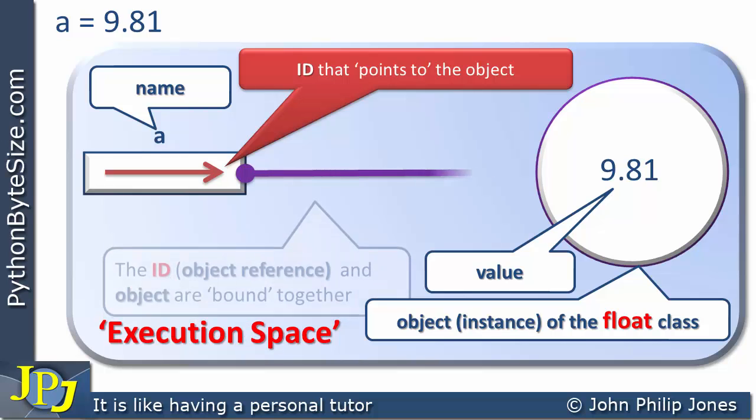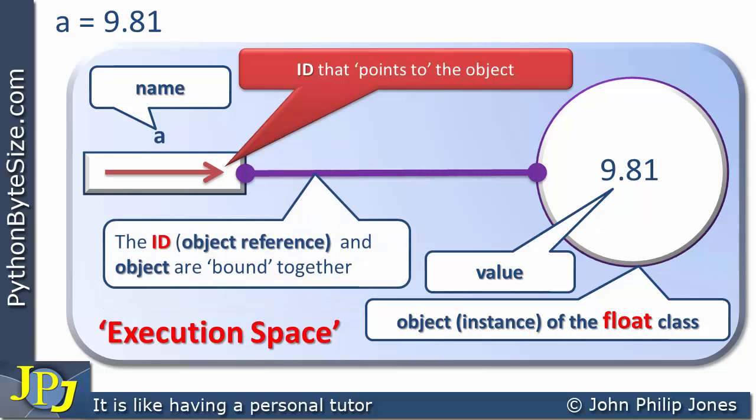So these two are going to be bound together. So the ID, the object reference, and the object are bound together. But what we have here, we essentially have two things. We have the name A with that arrow in it, which is a rectangular shape, as you can see, and we have an object which I've shown as a circle, and in the middle of the object you can see we have the value, and obviously that's the value that's assigned to A.